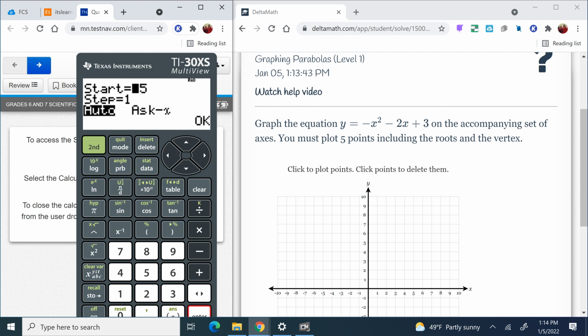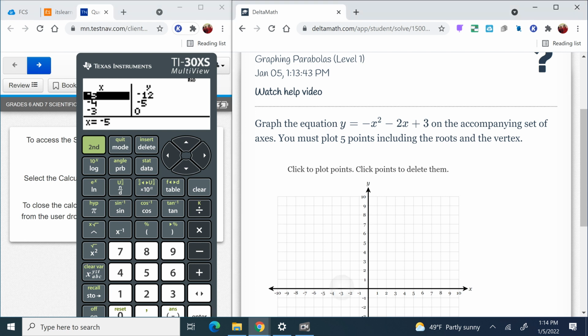And it doesn't really matter where we start right here because we're looking for our roots and our vertex. So we've got to find that through our table here. Well, luckily, we already have one of our roots shown here. And in order to find a root or an x-intercept, we know for an x-intercept, y must be 0. So I'm going to have a root there at -3, 0. That's going to be the first point I plot.